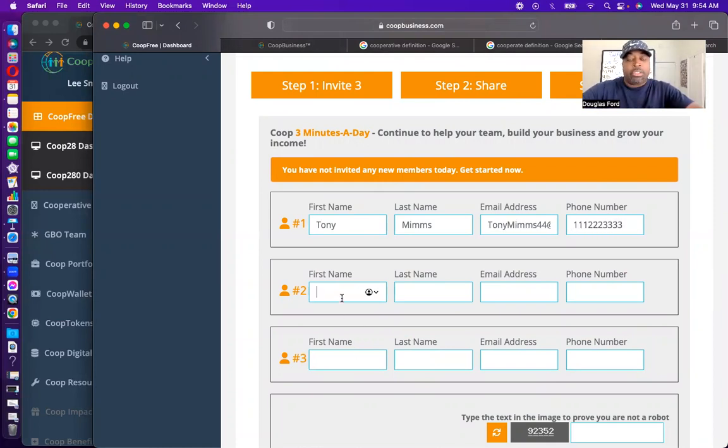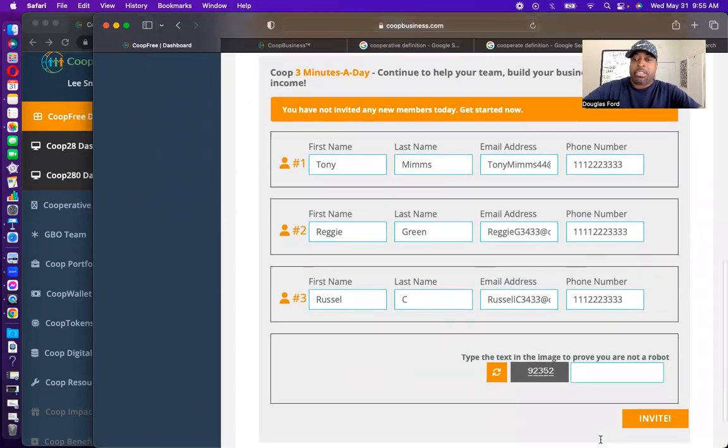Let's do one more. Let's do Reggie Green, Reggie G at CoopCF.com. Again, I'm just doing random information for demonstration purposes. Russell C at CoopCF.com.